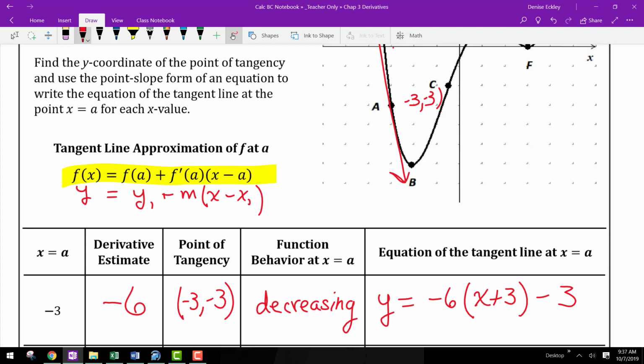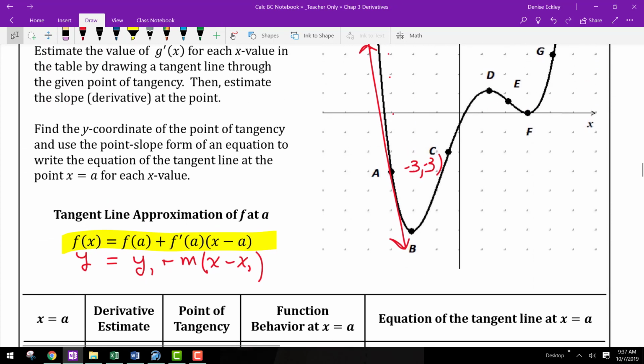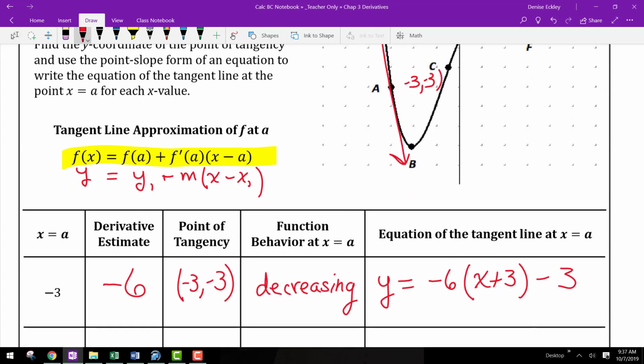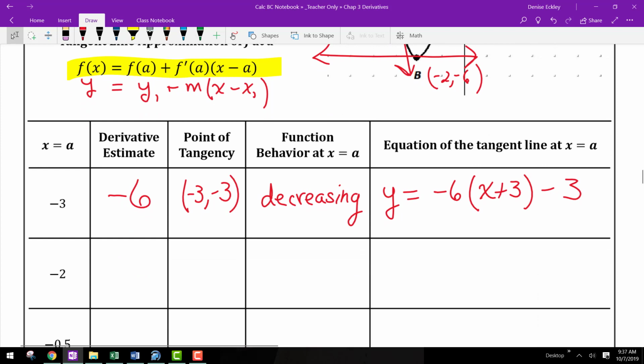Okay, so the next one, it's at -2, which is point B. For this one, I have a horizontal tangent line, and this point is -2, -6. So B is going to have an estimated derivative of 0, and my point of tangency is -2, -6, and it's constant at this point.